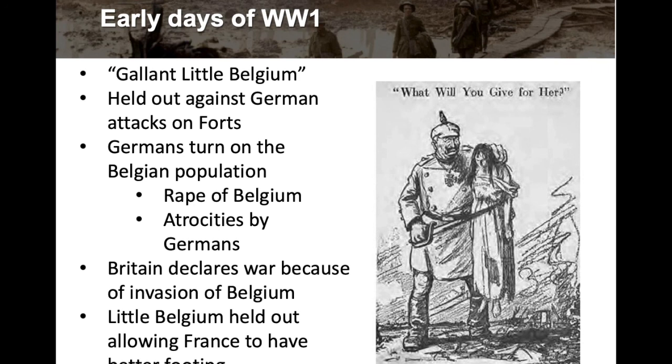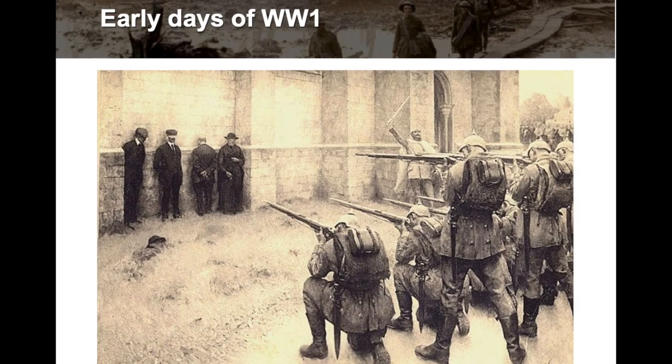Okay, and so there's a propaganda picture of this big, bulky German with his Pickelhaube helmet on, and he's got his sword, and he's got this Belgian girl by the nape of the neck with his bloody sword. So you see these pictures in England, you see these pictures in France, and it's like, we have got to come to the aid and stop these brutes. Here's an execution of some civilians in Belgium.